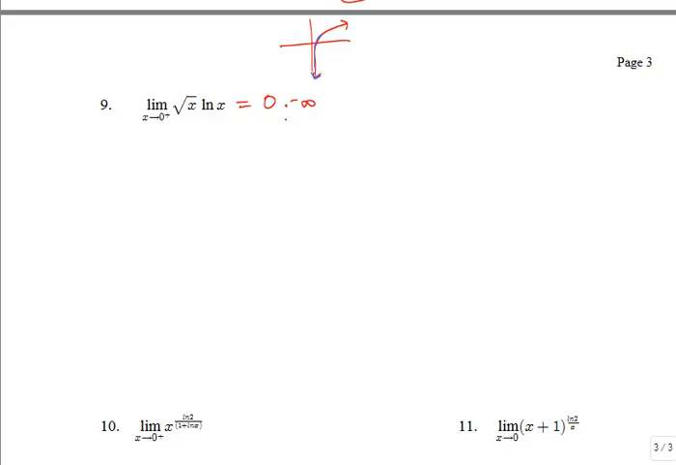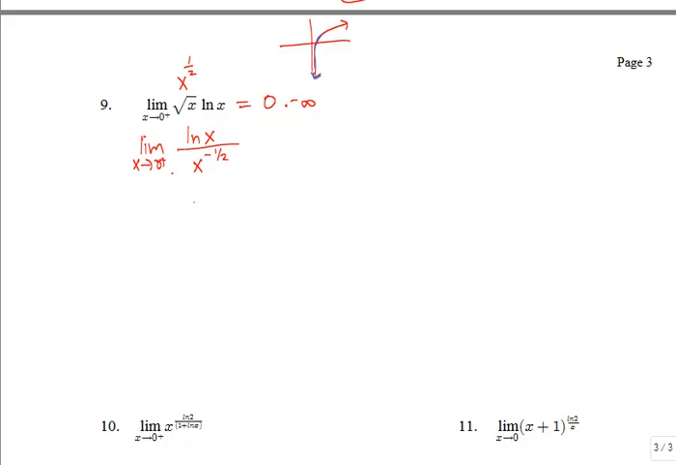So what do we do to turn a product into a quotient? We flip. Which one of these looks easier to flip? I would say this one because it has an exponent on it. Right now it's an x to the 1/2. So what I can do is turn that into an x to the negative 1/2 by just moving it to the bottom and leave the ln of x in the top.